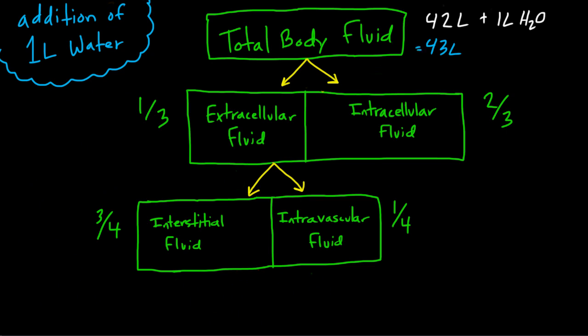Therefore, when we add 1 liter of water to total body water, water will distribute proportionately between these two compartments because cell membranes are freely permeable to water. Therefore, if we add 1 liter of water to total body water, 1/3 of this liter, or about 333 milliliters, will be added to the extracellular fluid compartment, and 2/3, or about 667 milliliters, will be added to the intracellular fluid compartment.